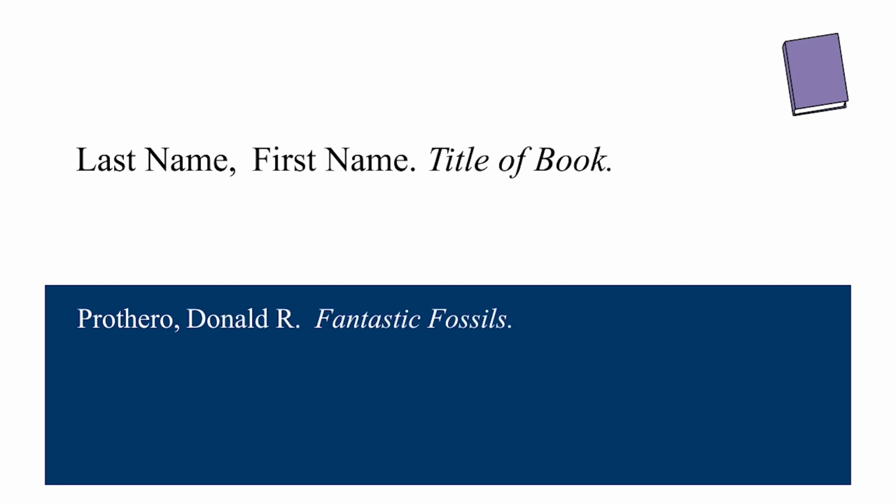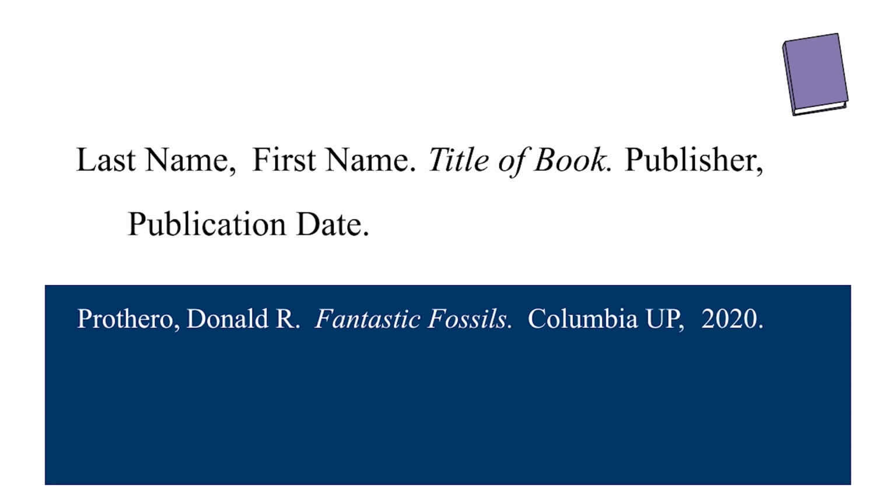Author last name, comma, author first name, period. Title of the book in italics, period. Publisher, comma, publication date, period. An example citation appears for a book: Prothero, Donald R. Fantastic Fossils, period. Columbia UP, 2020, period. The title Fantastic Fossils is in italics.